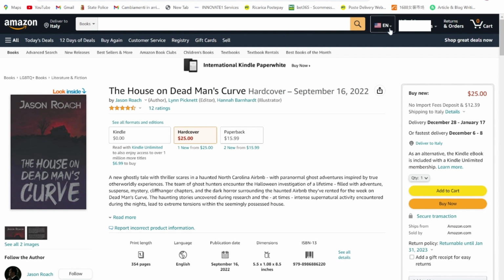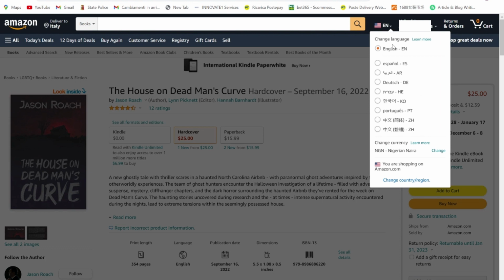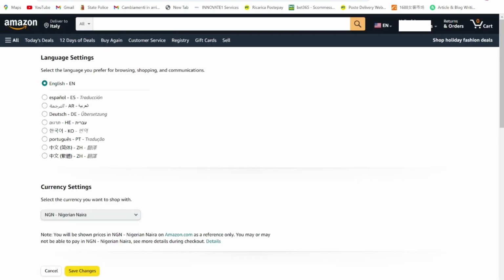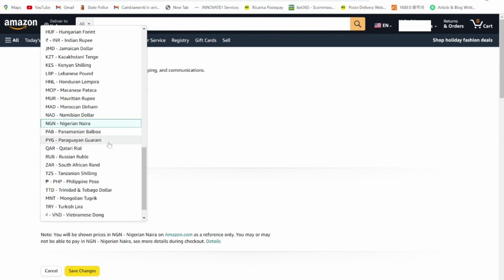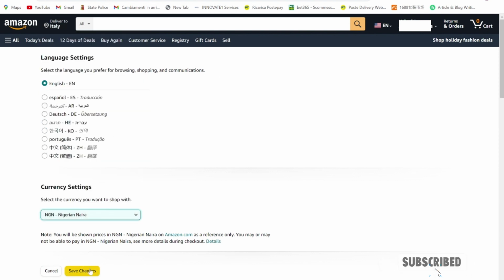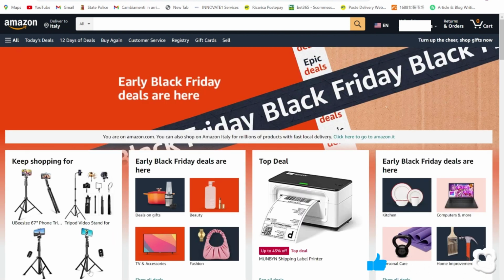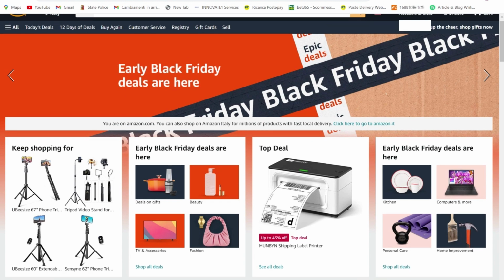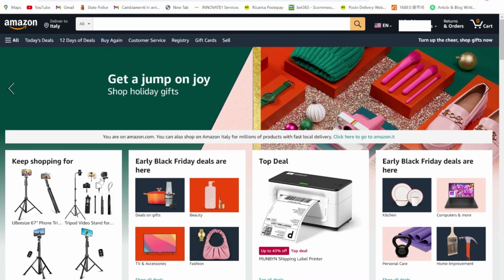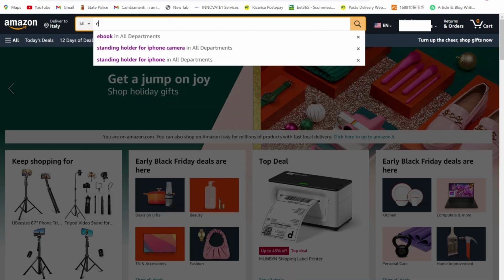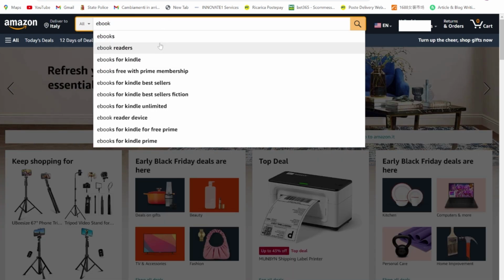And let me go up here. This is what I'm talking about. You are buying in Nigeria, so you need to change your currency over here. I'm just going to press change. It's loading. It's already in naira. If you remember, the currency was in dollars. Then I pressed change, and it has gone away. Then let me search again. Ebook reader.